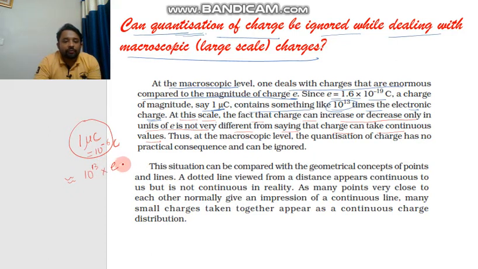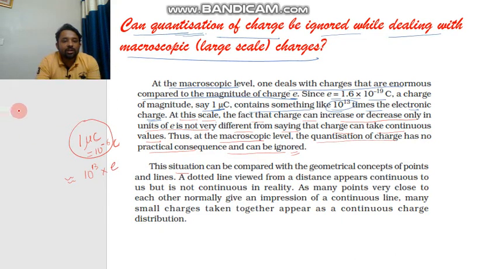If the charge of this object is increased by, suppose, we add one more e, then again one more e, then again one more e, that is not going to change this value by a large amount. So we can say that at the macroscopic level, the quantization of charge has no practical consequence and it can be ignored. So we can compare the situation.